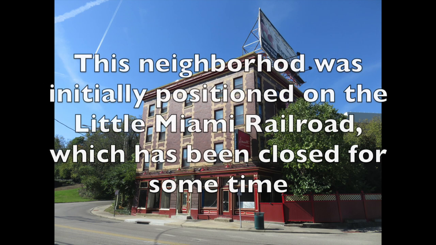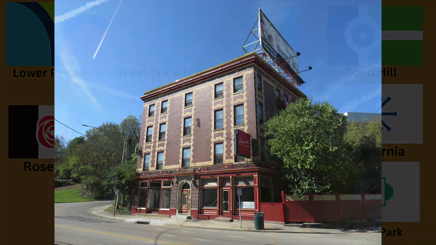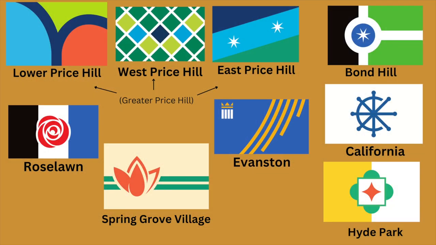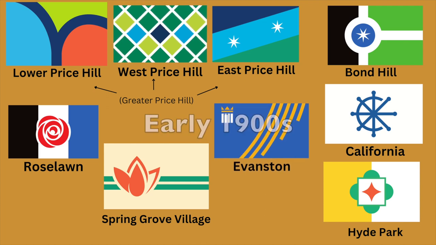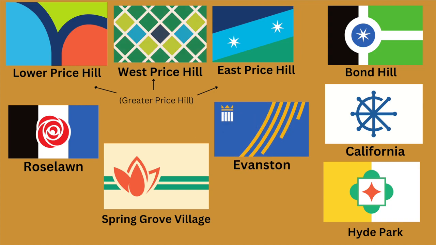This small neighborhood's growth can be attributed to its location on the Little Miami Railroad, which has been closed for some time. The next segment of growth came about with Lower, West, and East Price Hill, Bond Hill, Roselawn, Spring Grove Village, Evanston, California, and Hyde Park, all in the early 1900s.